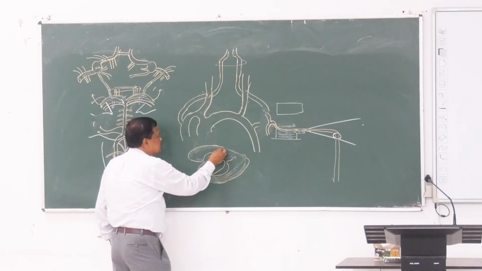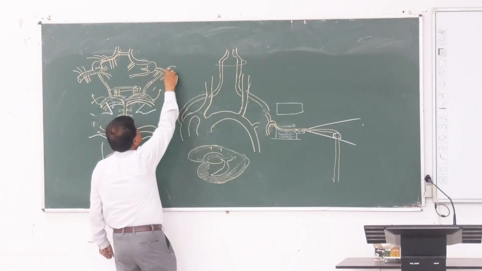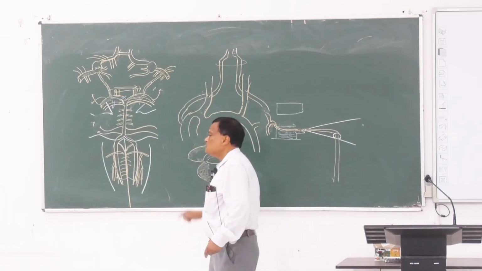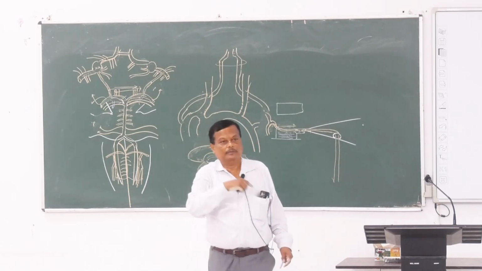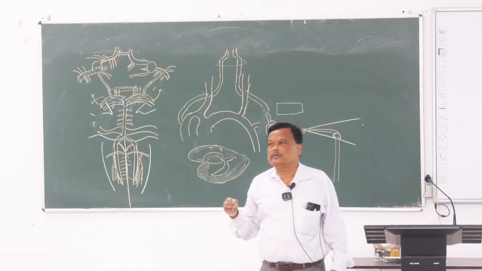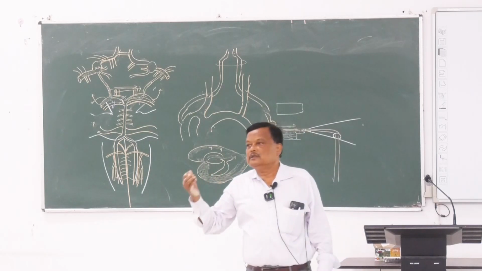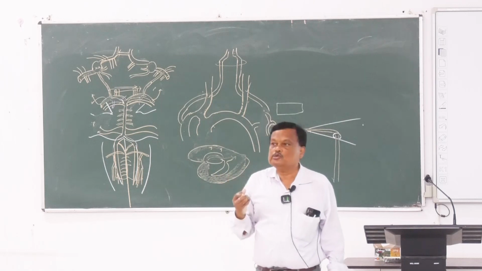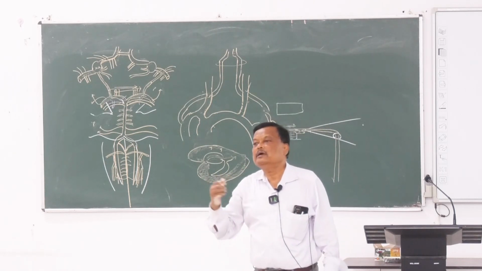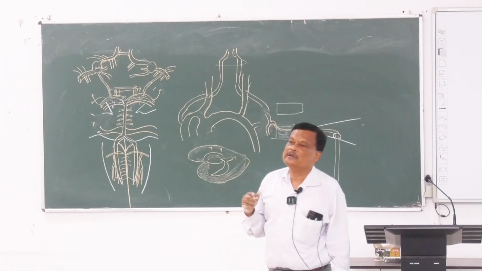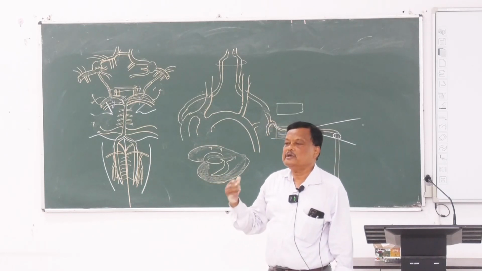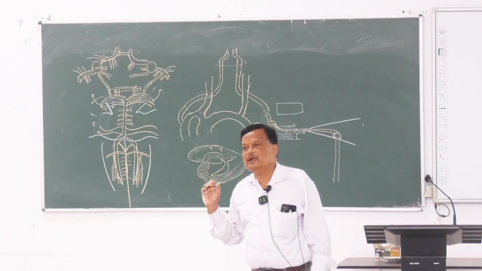So the anterior part of the brain is supplied by the cortical branches of the anterior cerebral artery. The lateral sulcus region, Broca's area, our motor speech area, is supplied by the cortical branches of the middle cerebral artery. The visual area is supplied by the posterior cerebral artery as well as the middle cerebral artery.